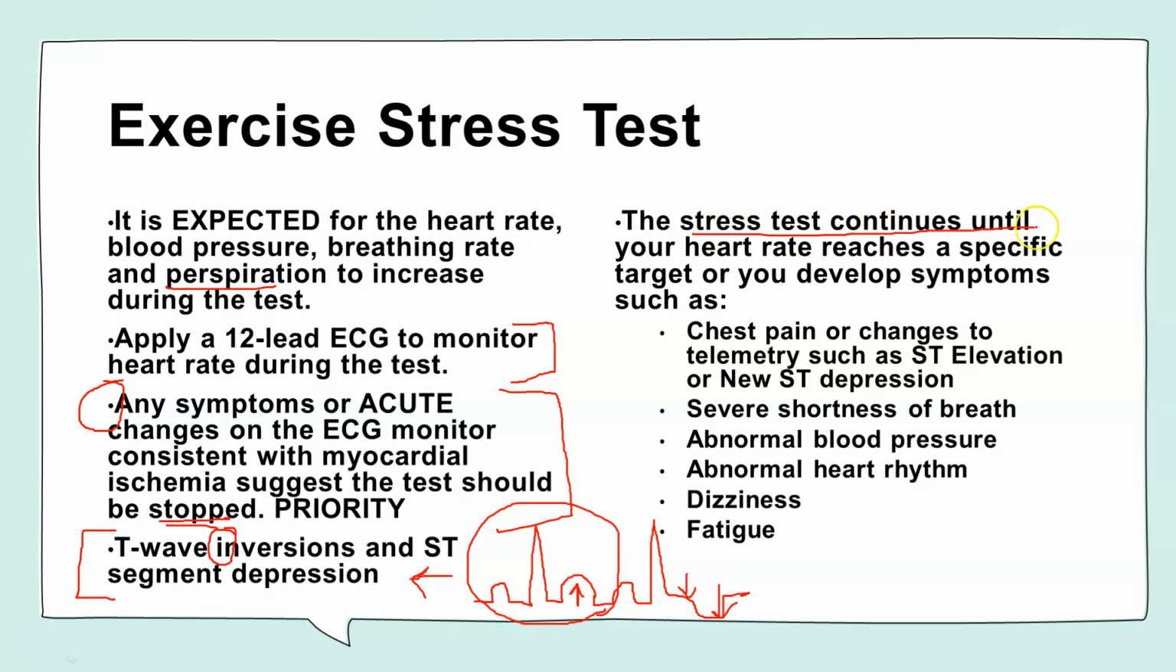Your stress test continues until the heart rate reaches a specific target. Or you have chest pain, changes in the ST segment, you have severe shortness of breath, you have severe changes in your blood pressure, severe issues with your heart rhythm. If you feel like you're going to faint, or you're just so tired that you don't feel like you can finish, we can end the test. But we probably didn't get enough information to either make changes to or start you on some sort of program for either chronic stable angina or heart failure or whatever it may be.